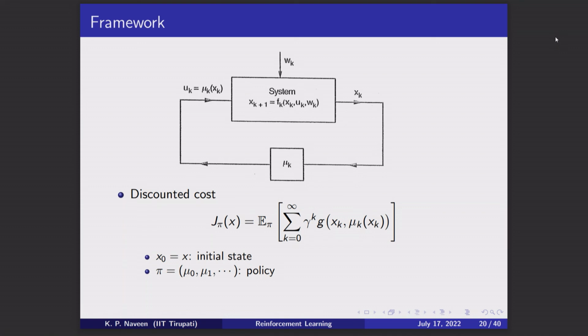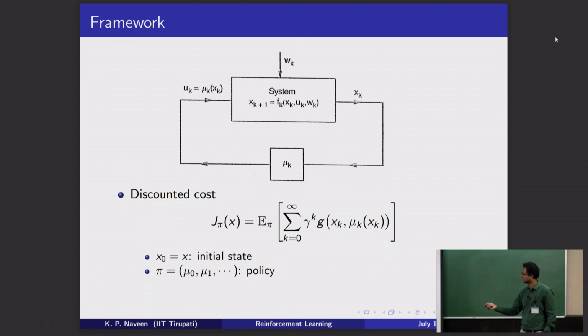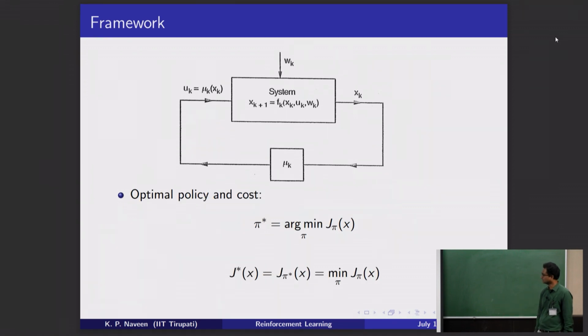The objective is to find the optimal policy, and this X is the initial state that you will start with. The car may be in good condition, maybe the initial state is 1, so you will start like that. So this is the discounted cost, and this expectation just represents an average, taking the average over all the randomness that is possible.